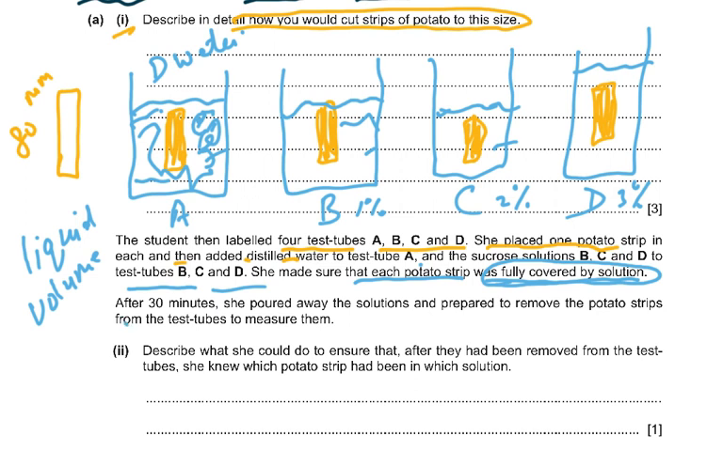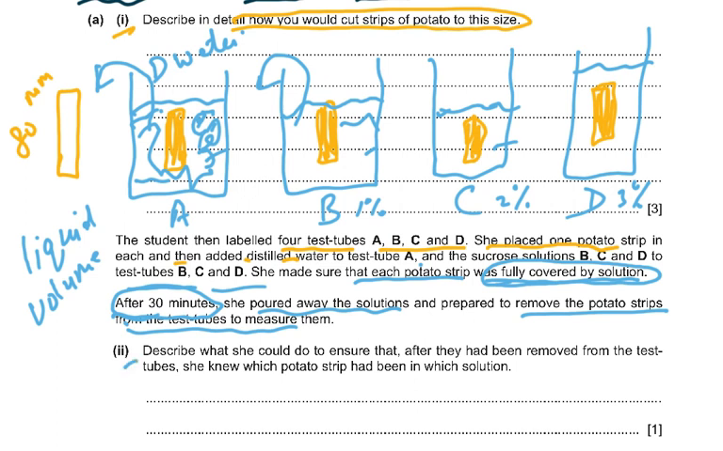After 30 minutes, we left them in this liquid, whatever the liquid was. In A, it was distilled water. In B, it was sucrose. In C and D, it was sucrose again. She poured away the solution. So we threw away this water and prepared to remove the potato strips. We're going to take a forceps and pick them up, because we shouldn't touch them; that's not the way you do it in the lab. So you took a forceps and you picked them out. So remove the potato from the test tube, and then she put it against a ruler and she measured them.